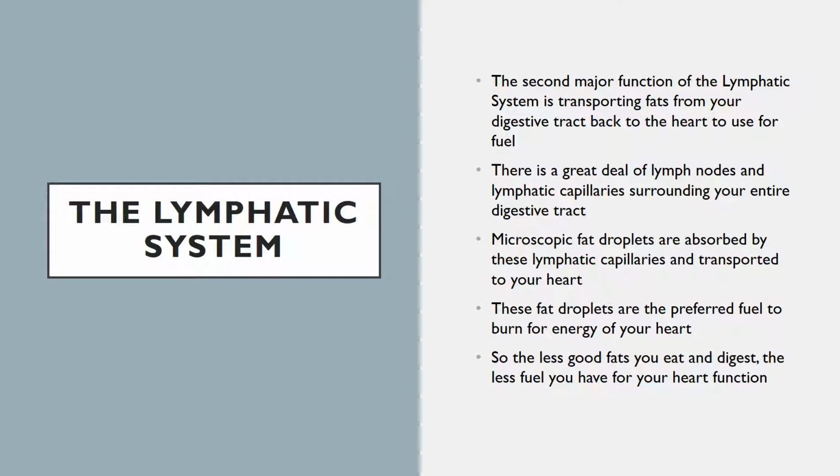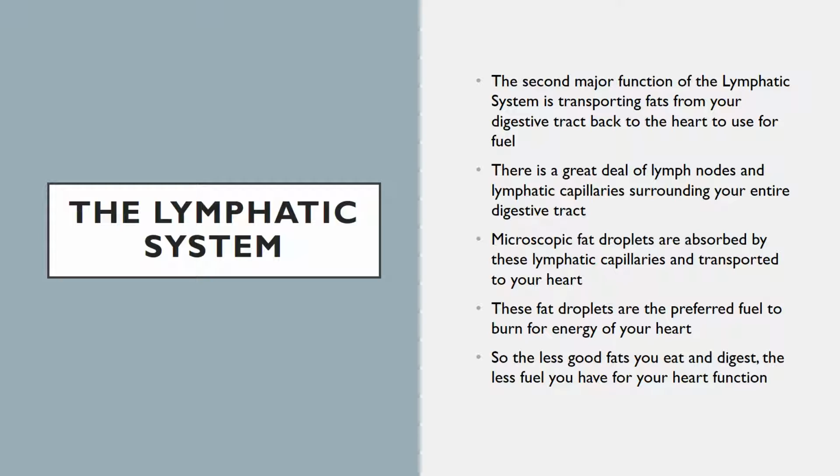The second major function of your lymphatic system is to transport fats from your digestive tract back to your heart to use as fuel. This is one reason why there is a great deal of lymph nodes and lymphatic capillaries that surround your entire digestive tract. These microscopic fat droplets are absorbed by these lymphatic capillaries around your digestive tract and are transported directly to your heart.